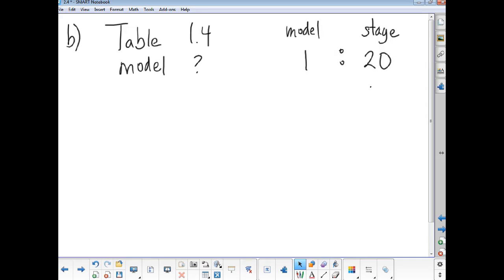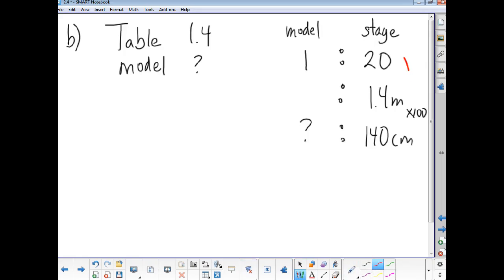So the table is on the stage. That's 1.4 meters. We can put that under the stage. But let's convert that to centimeters, because I know my model will be in centimeters. So we're going to multiply that by 100 to turn that into 140 centimeters. So when the stage is 140 centimeters, the question is, what is that model? Well, there's 2 ways to do it. The first way is to say, how did we get from 20 all the way to 140? Because we'd have to use equivalent ratios to make this work. Well, that's easy. We multiply 20 times 7, so that we multiply our model times 7 as well.